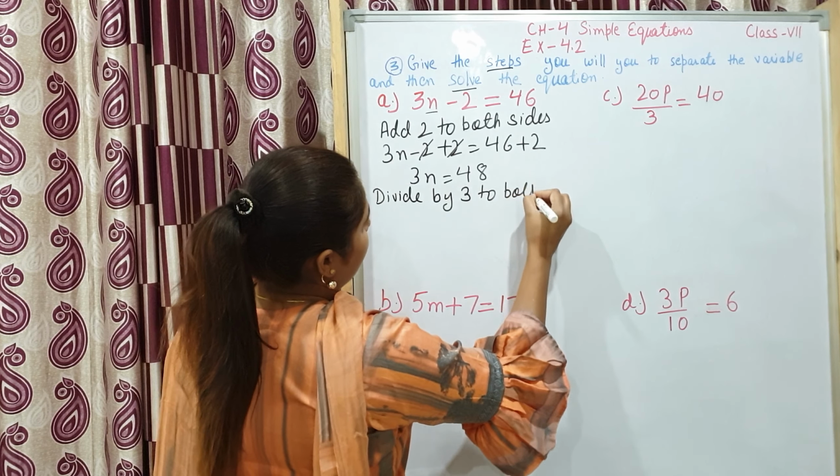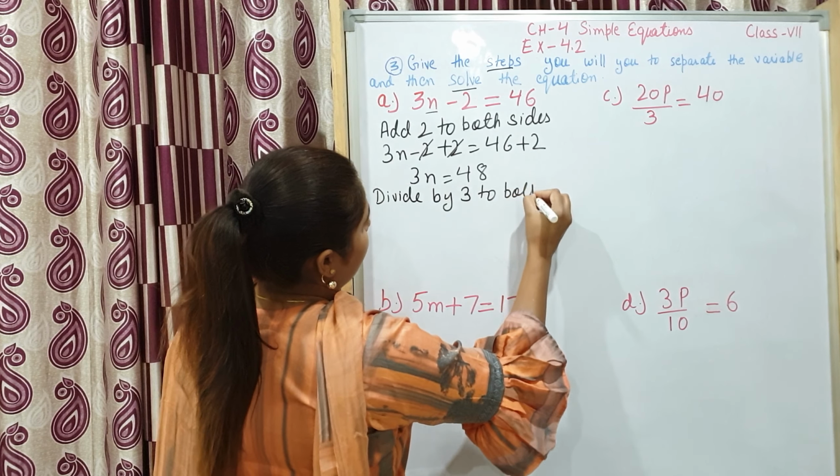Now 3P upon 3 and here 24 upon 3. Now 3 and 3 will cancel out. Now on the table of 3, 3 8s are 24. So the value of P is 8.